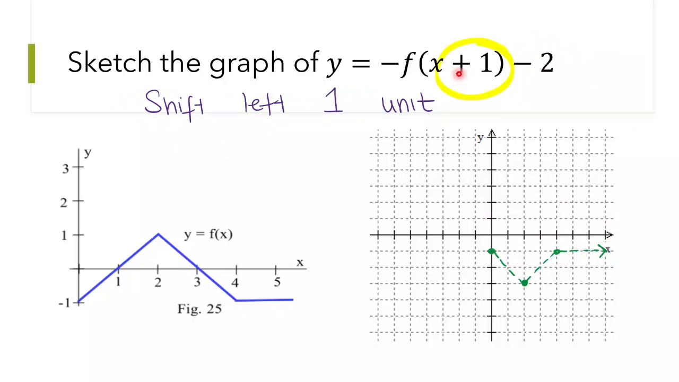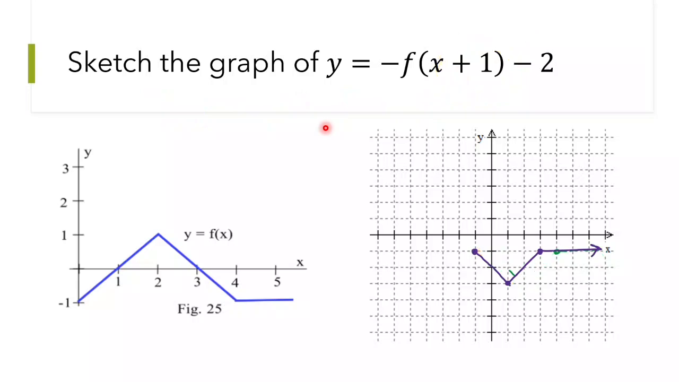Finally, I've got one more thing to do. This +1 that's inside the parentheses is my input transformation. We're going to do the opposite. It says +1. I'm actually going to subtract 1 from all my x's, and that is going to take my graph and shift it to the left 1 unit. And there's my final answer with those 3 different transformations.